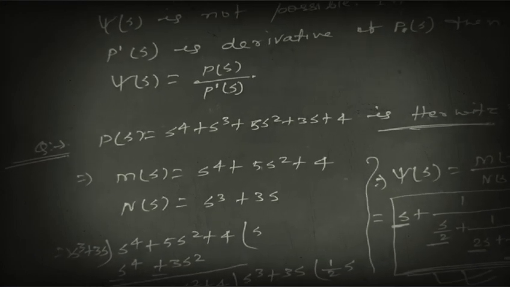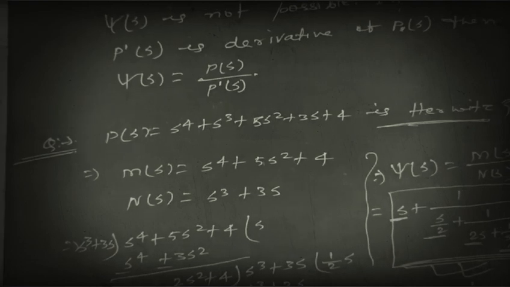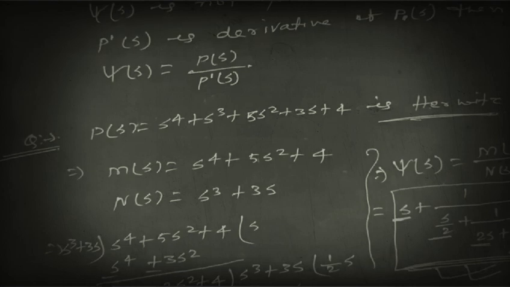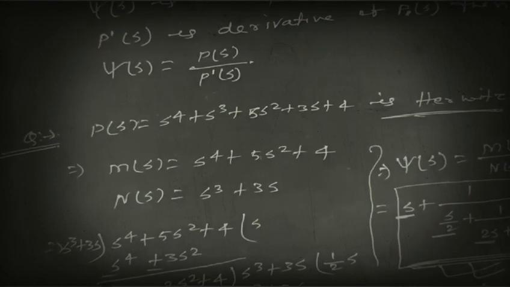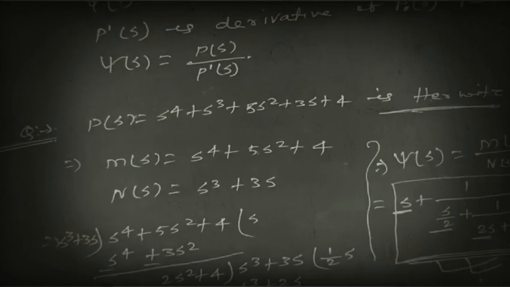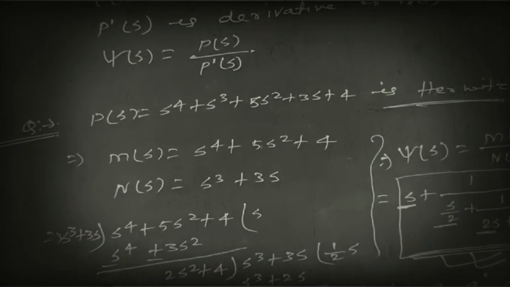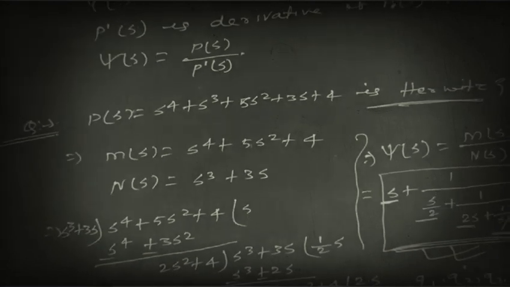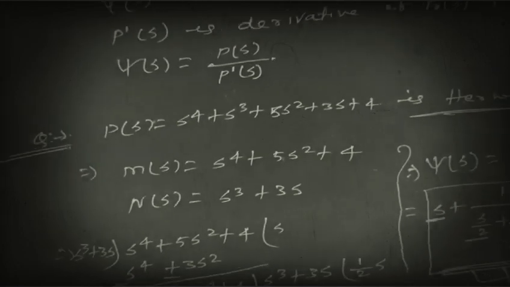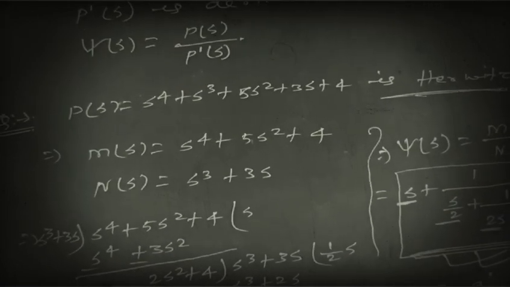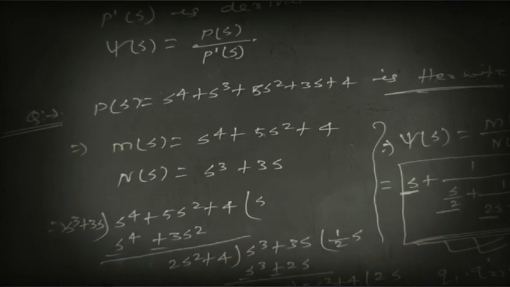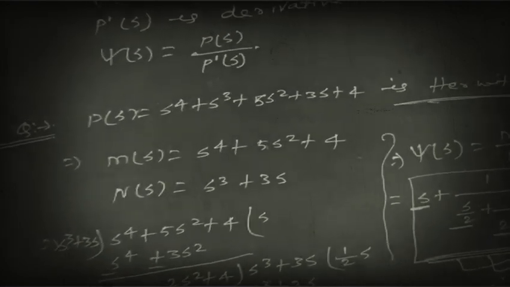Next, we'll have to go for the method of continued fraction. For continued fraction, we are making all the even terms together. So the even terms are s to the power 4 plus 5s square plus 4, which is equal to M(s), and the odd terms are equal to N(s), which is s cube plus 3s. Here we see that the highest degree of M(s) is greater than that of N(s). So M(s) will be the dividend and N(s) will be the divisor.